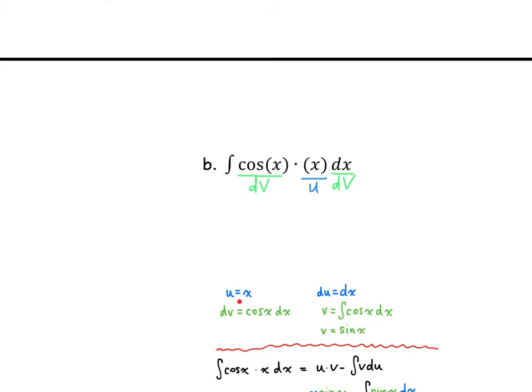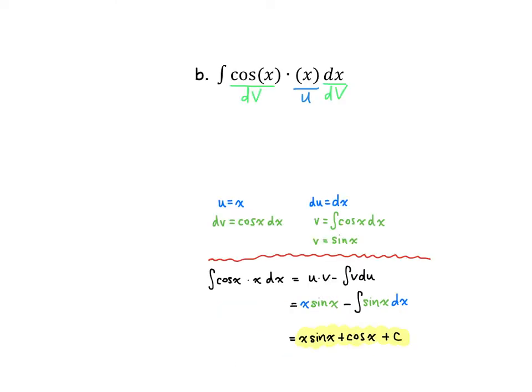Okay, so did you let u be x and dv be cosine of x dx? If you did, that's going to make life a lot easier. So then du is going to be dx, and v is going to be the integral of cosine of x dx, and we just get sine of x. All right, so now go ahead and plug it into the parts formula and clean it up and see what you get. Check back when you're done.